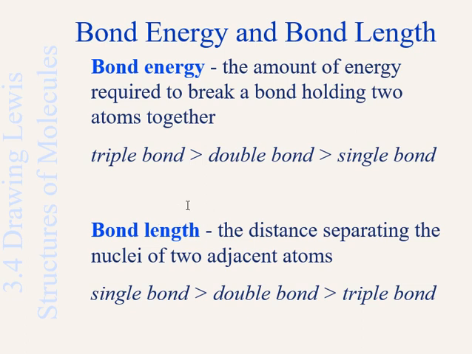Bond length is the distance between the two atoms that are bonded. In a single bond, the distance is greater than in a double bond. In a double bond, they are slightly closer, and then in a triple bond, they are even closer.